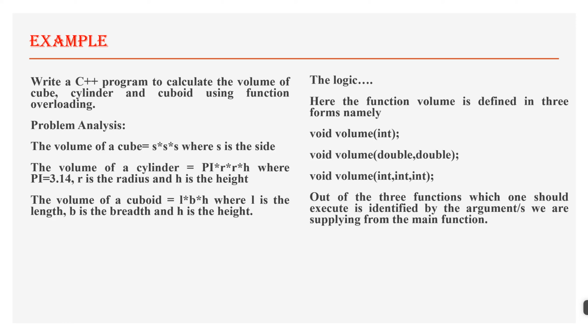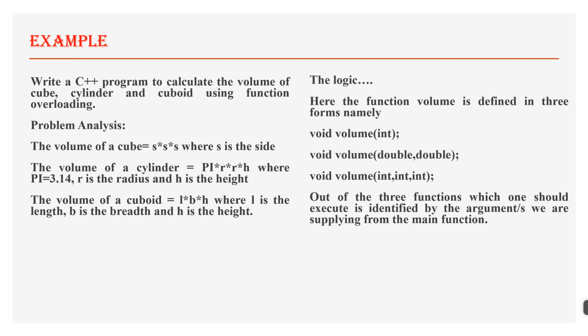Now let us look into the volume of a cuboid. How do I find the volume of a cuboid? I can find the volume of a cuboid by taking three arguments. What are the three arguments? Length is one argument of type integer. Breadth is another argument of type integer. Height is one more argument of type integer. So volume of a cuboid is calculated by taking three arguments. What are the three arguments? L, B and H. Integer, integer and integer.